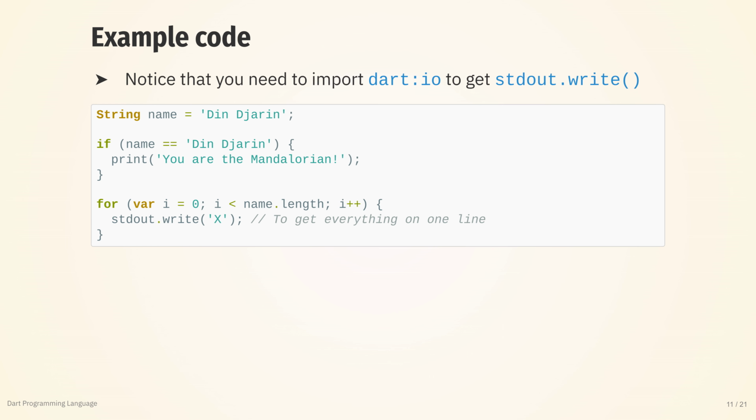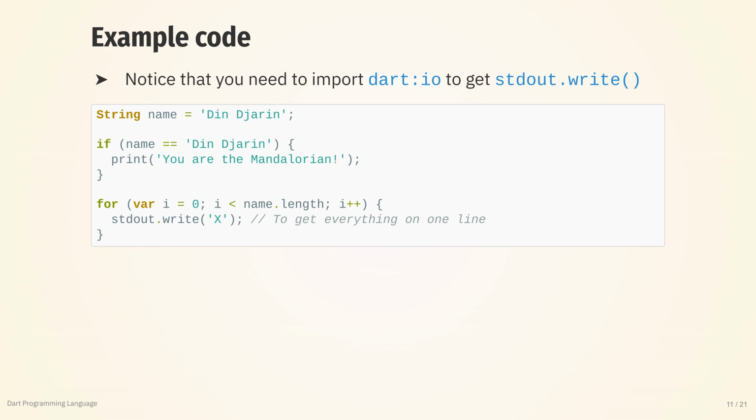And it will, of course, check that the data type and content are the same. So it's not possible to mix and match. If so, it will print you are the Mandalorian. And after that, we see a for loop, which starts with var. Could be, as I said, int if you like.